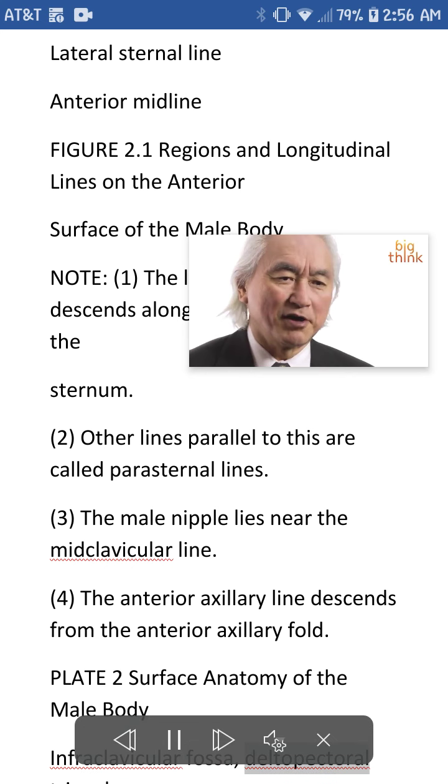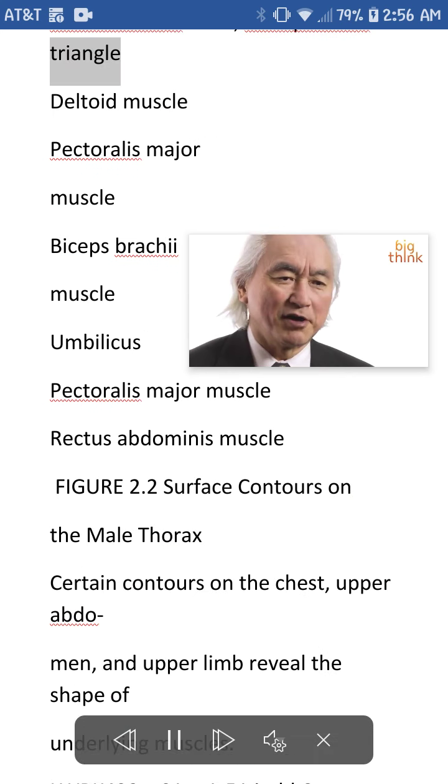Infraclavicular fossa, deltopectoral triangle. Deltoid muscle. Pectoralis major muscle. Biceps brachii muscle. Umbilicus. Pectoralis major muscle. Rectus abdominis muscle. Figure 2.2, surface contours on the male thorax.